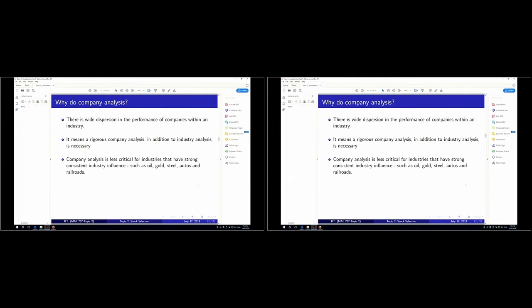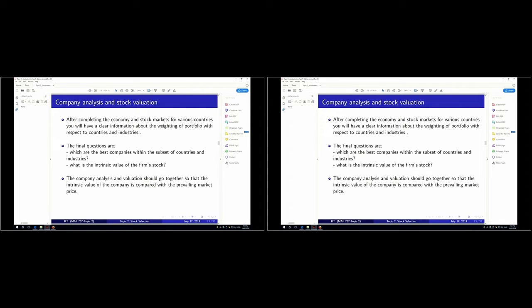Then the third analysis is company analysis. Why do we need to do company analysis? Well, different companies within a given industry perform differently. Not all the companies perform in the same way. So we need to dedicate time to company analysis and select the best companies that perform well. But there are companies within certain industries such as oil, gold, steel, autos and railroads that perform similarly. So you may not need to study them at the company level, and industry analysis would be sufficient.